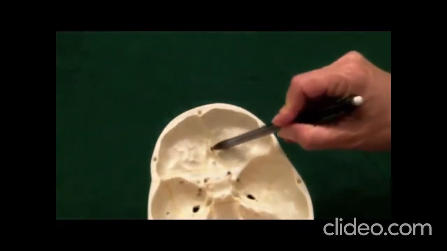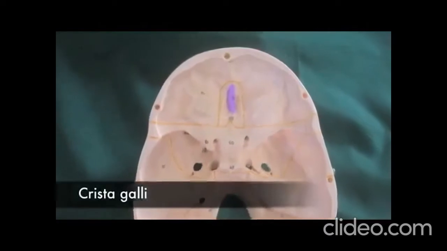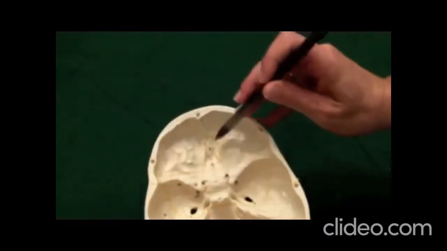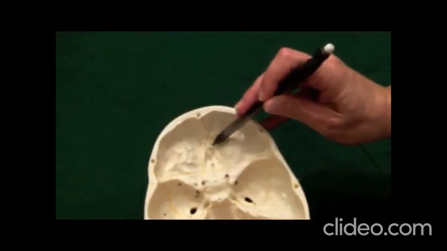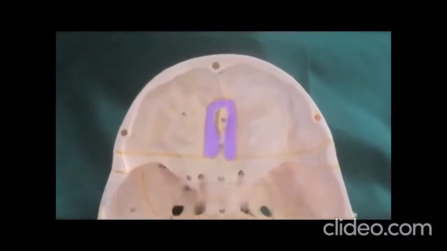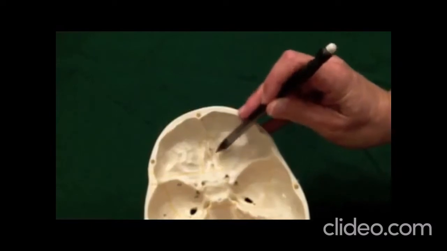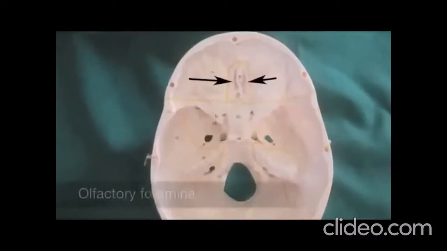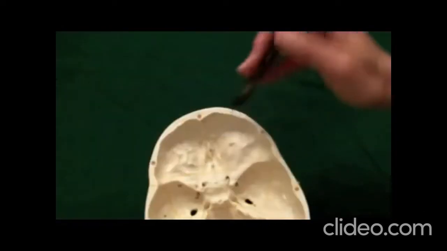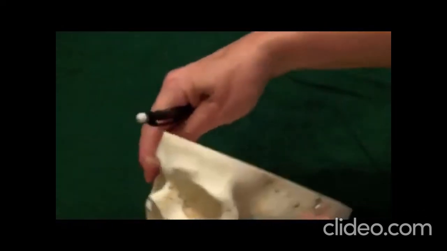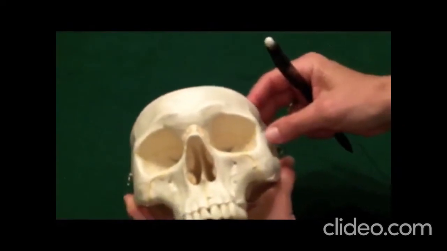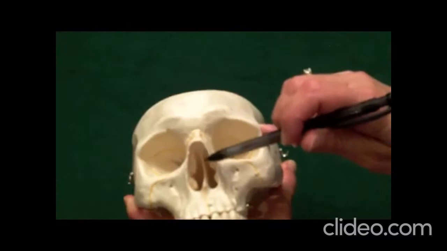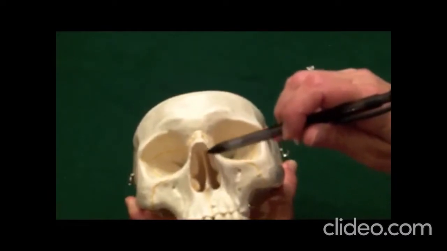That projection is called the crista galli. Around the crista galli is a little recessed area called the cribriform plate. Within the cribriform plate are tiny little openings called the olfactory foramina. Taking a look at the nasal opening, we can see the perpendicular plate coming right down on midline, forms part of the nasal septum.